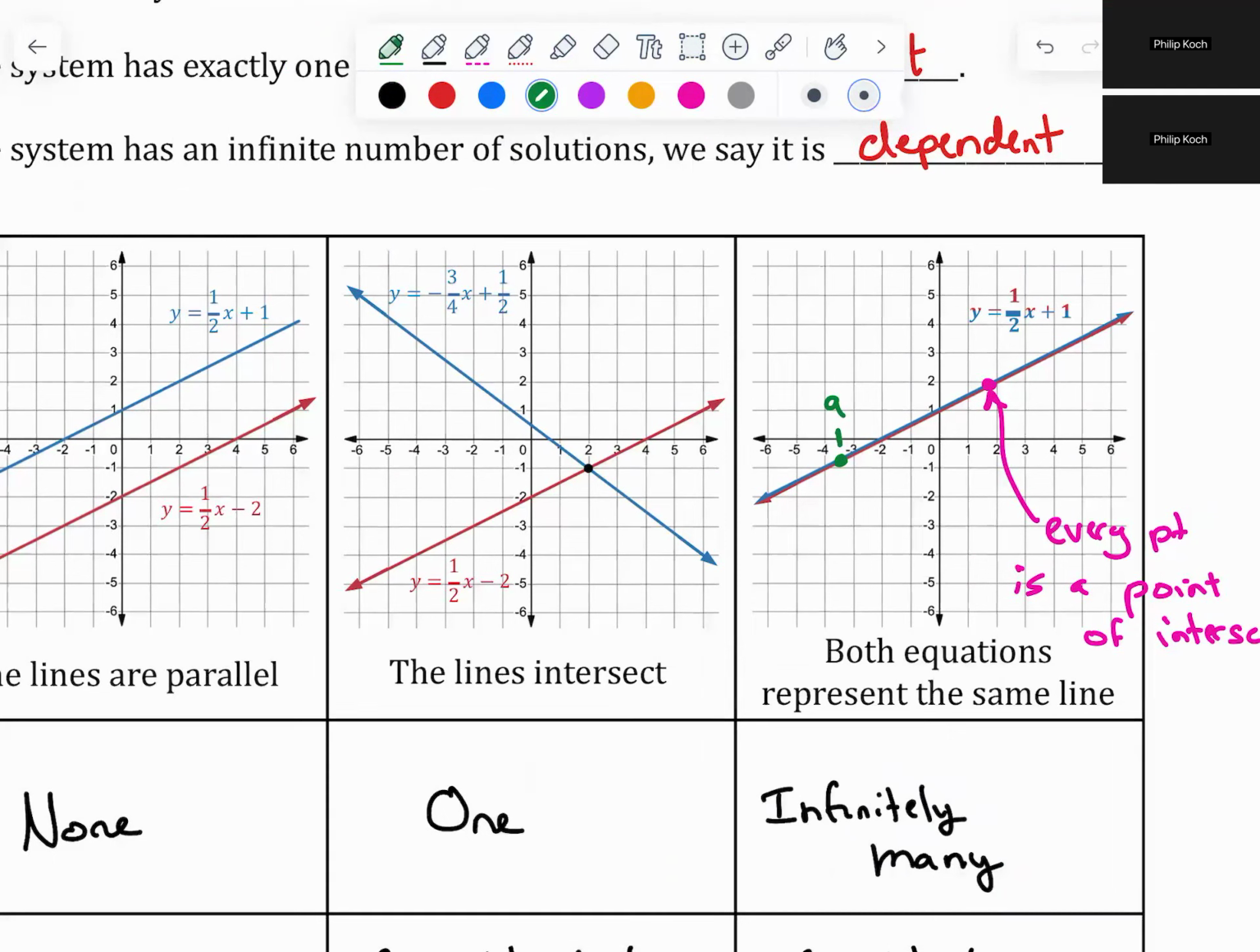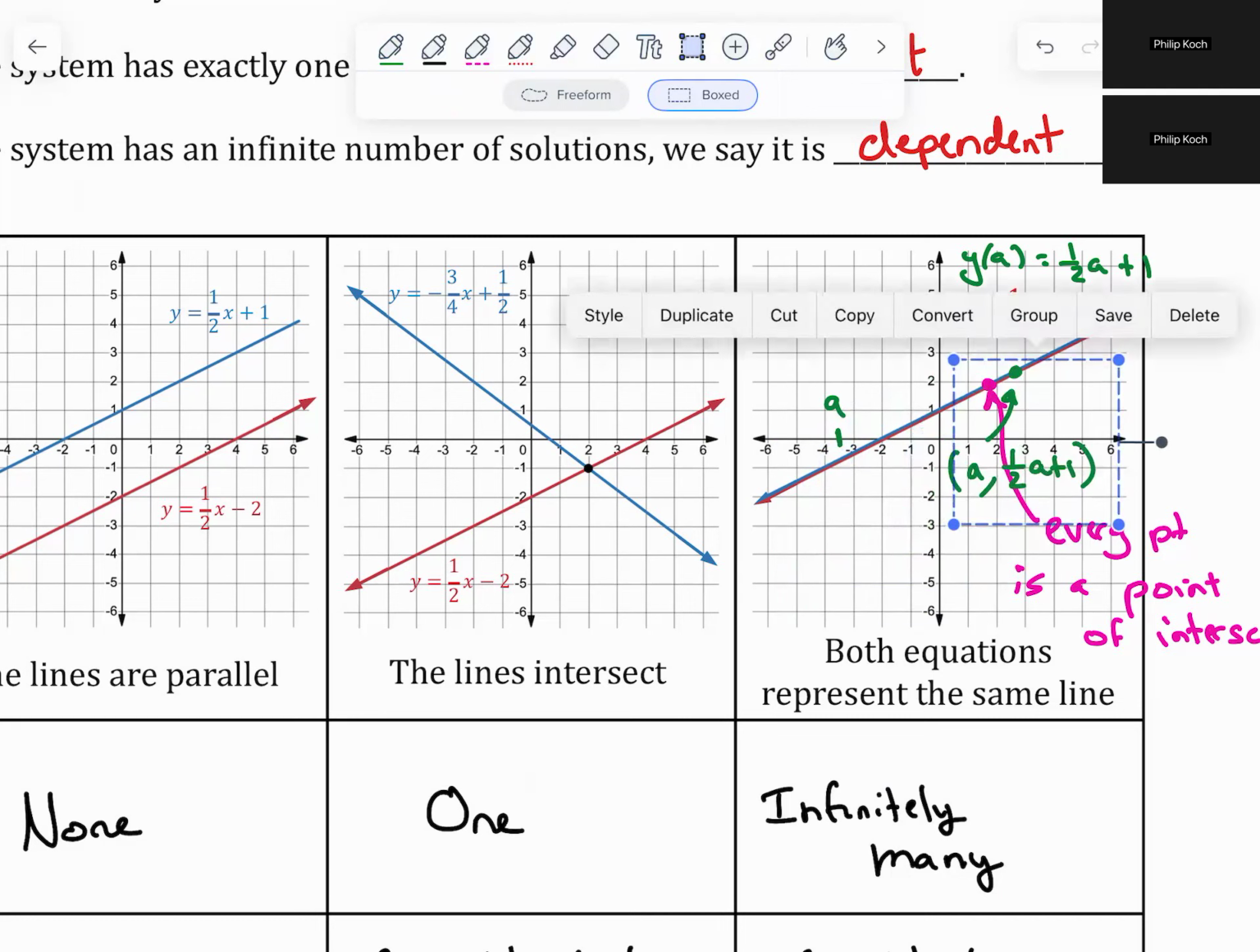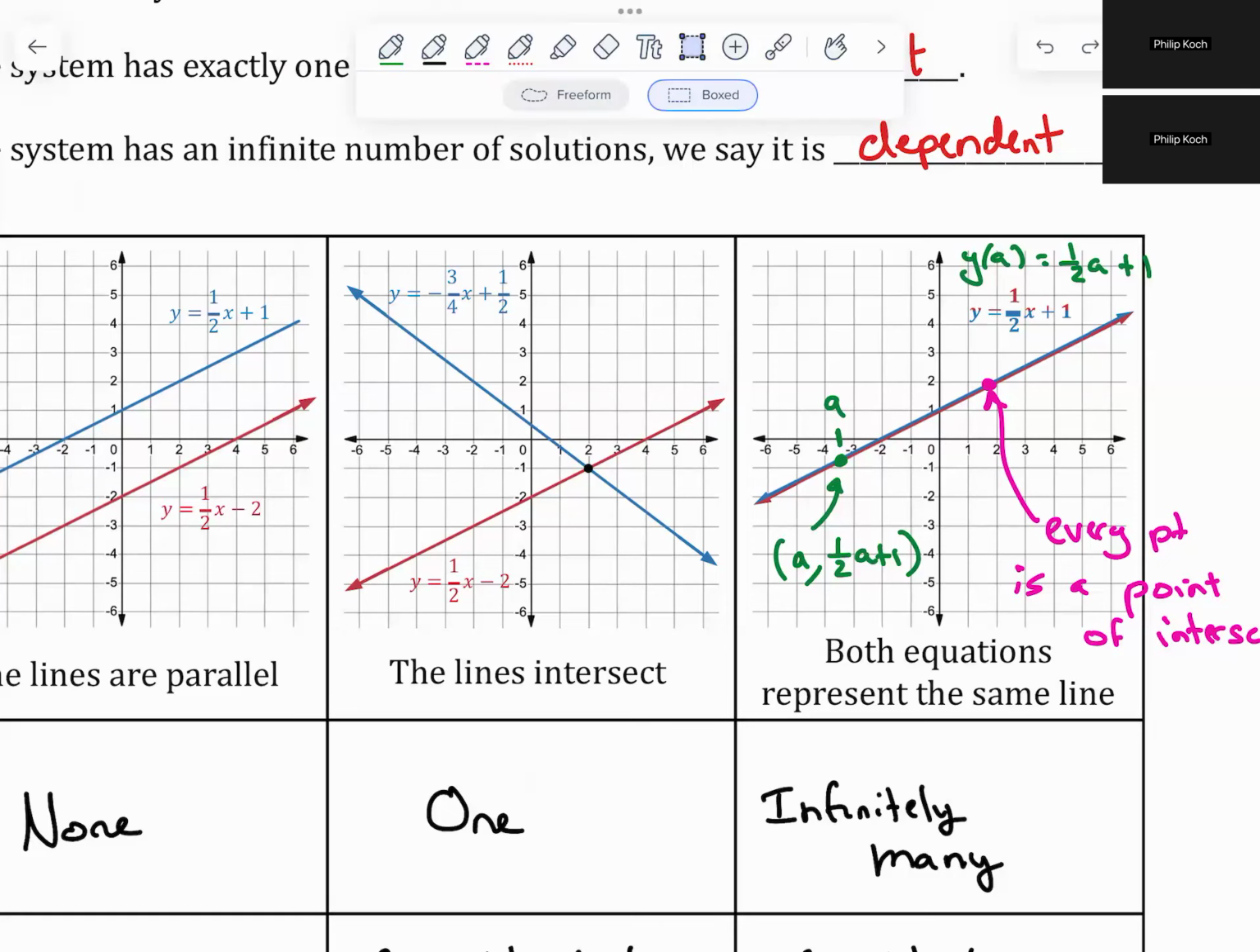So y of a would be 1/2 a plus 1. So this point has an x value of a and a y value of 1/2 a plus 1. And so that was one random point. I can easily bring this all around. That was just a generic option. I could bring that over here, right there. And that's a point a comma 1/2 a plus 1. It's all those points. That's what's going on.